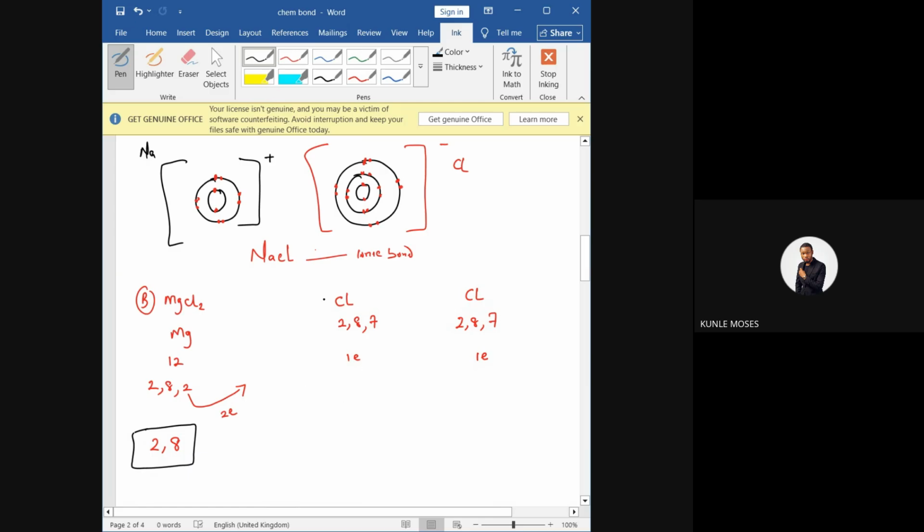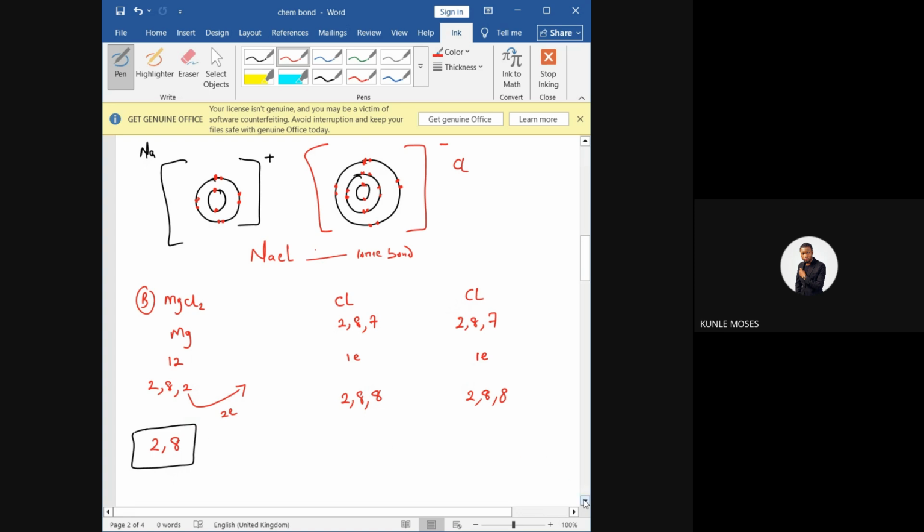Look at this one now. If Mg donates the 1 electron first to this one, it will become 2,8,8. And if you donate the other electron to this one, it also becomes 2,8,8. Can you see? Cl has become an octet. The 2 Cl have octet structure. Mg has octet structure. So if you are writing this one now, it will be 2,8.